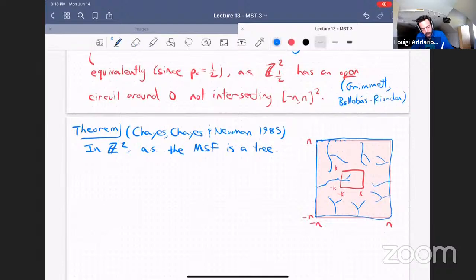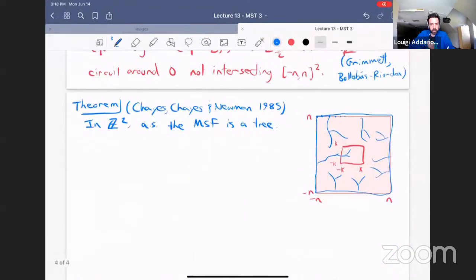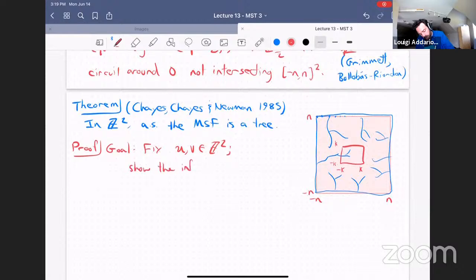So what I'd like to do now is use this fact from percolation to prove the Chayes and Newman result. So let's go straight to that. My goal will be to fix arbitrary lattice points u, v, and just show that the invasion percolation trees, the trees built by Prim's algorithm, T_u and T_v, almost surely intersect.